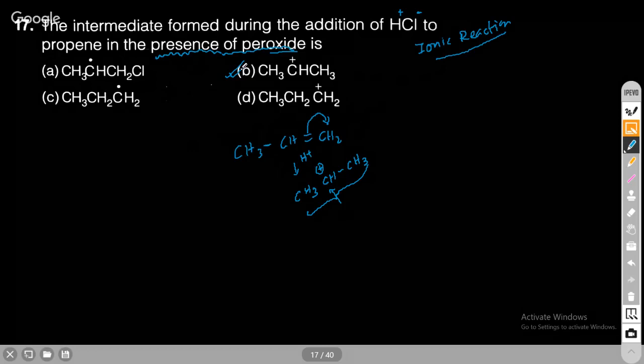Correct? Ionic reaction is possible in this, since HCl does not follow anti-Markovnikov addition, right? So free radical does not form in this reaction. Heterolytic cleavage takes place into this, and then the reaction proceeds.